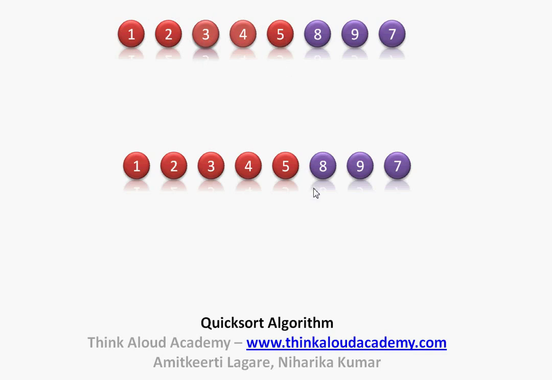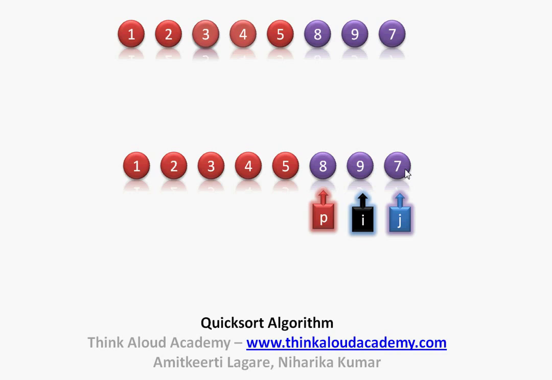So now what we are left with is the right half of 5, which has 3 elements, that is 8, 9 and 7. So now what we do is we place a pivot onto the first element, that happens to be 8, and then we place the indices I and j such that I points to the element on the left end, and j points to the element on the right end.